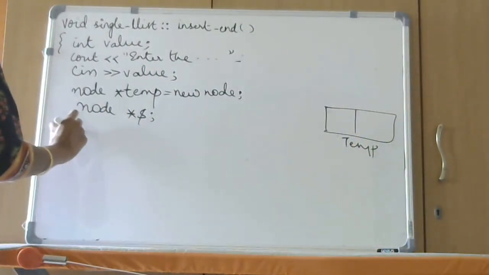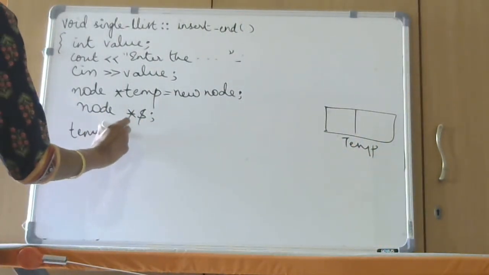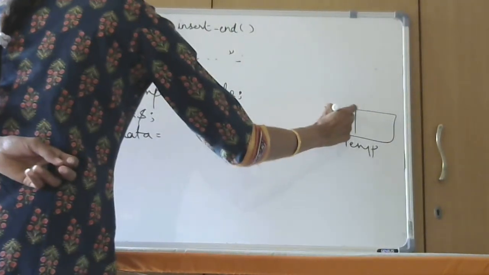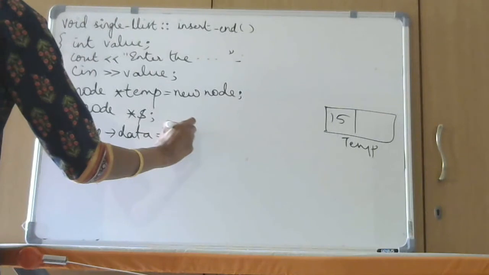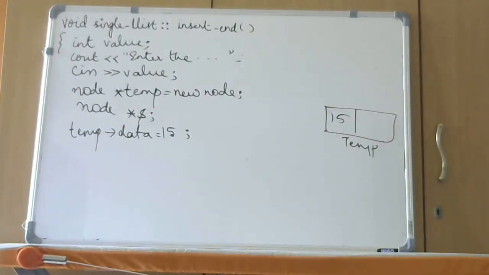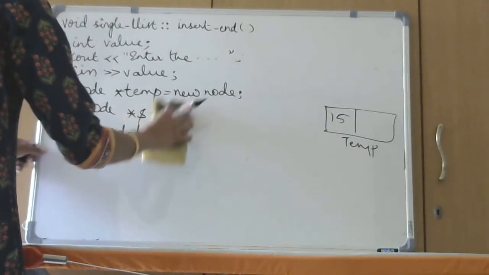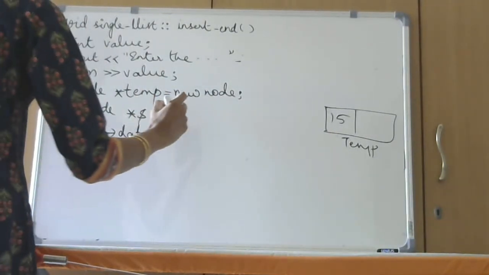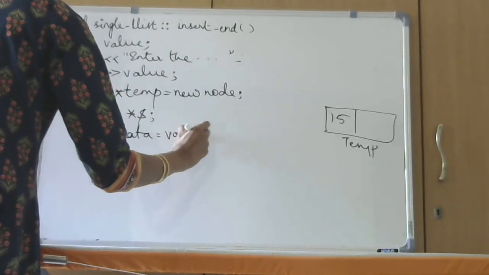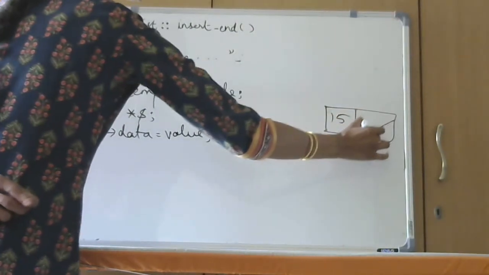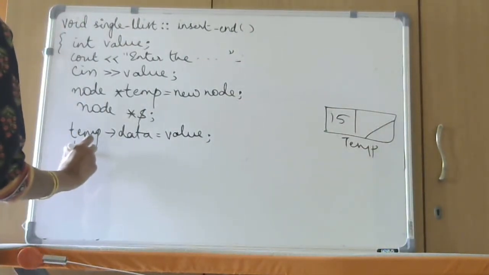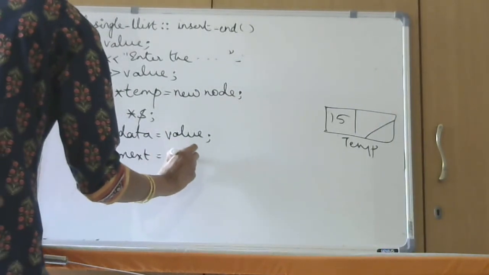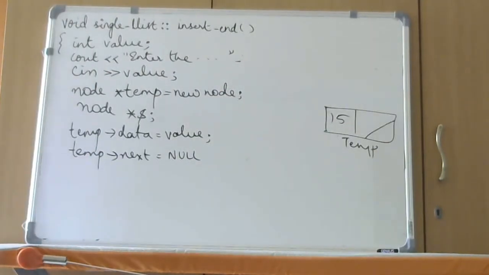So what will be temp of data? Temp of data is whatever value you are going to accept. Let me say I have accepted 15. So temp of data will be, I'm sorry, not 15, here I should put it as value. And the next is null, so I can write temp of next is equal to null. So my node is ready to be inserted.